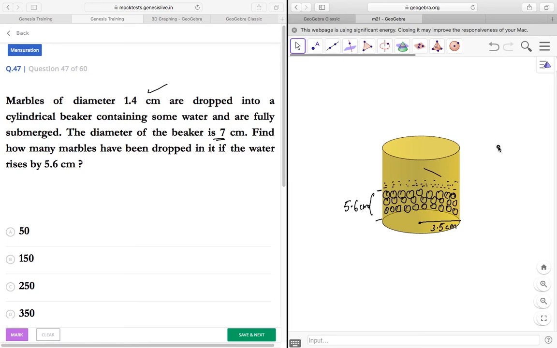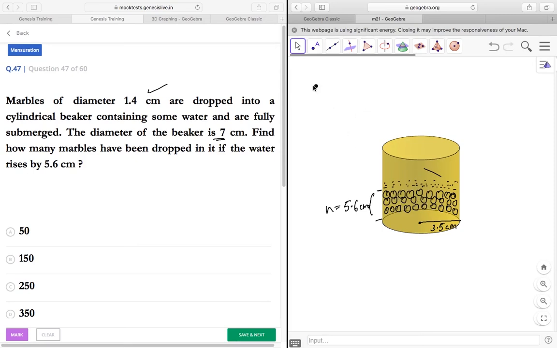Fantastic. Now what has to be equated? Observe carefully. Till here, if we consider this as the height, the volume of the cylinder must be equal to the total volume of the stones. So that's what we'll be equating.